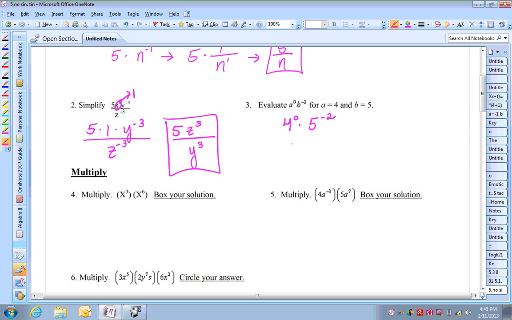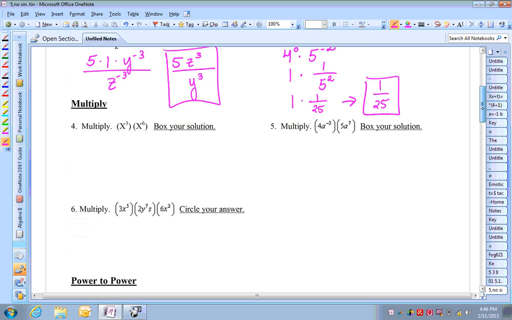Now remember, anything raised to the 0 power is 1, so this is 1 times, and now this negative 2 exponent, we don't like negative exponents, so we have to switch it. So it becomes 1 over 5 raised to the positive 2. So this becomes 1 times 1 over 25, which is just 1 over 25.